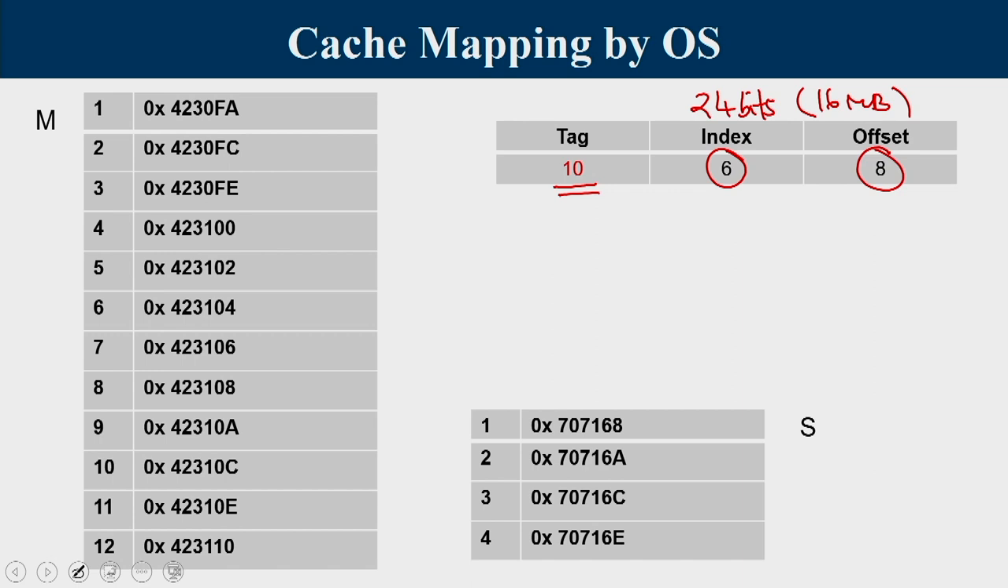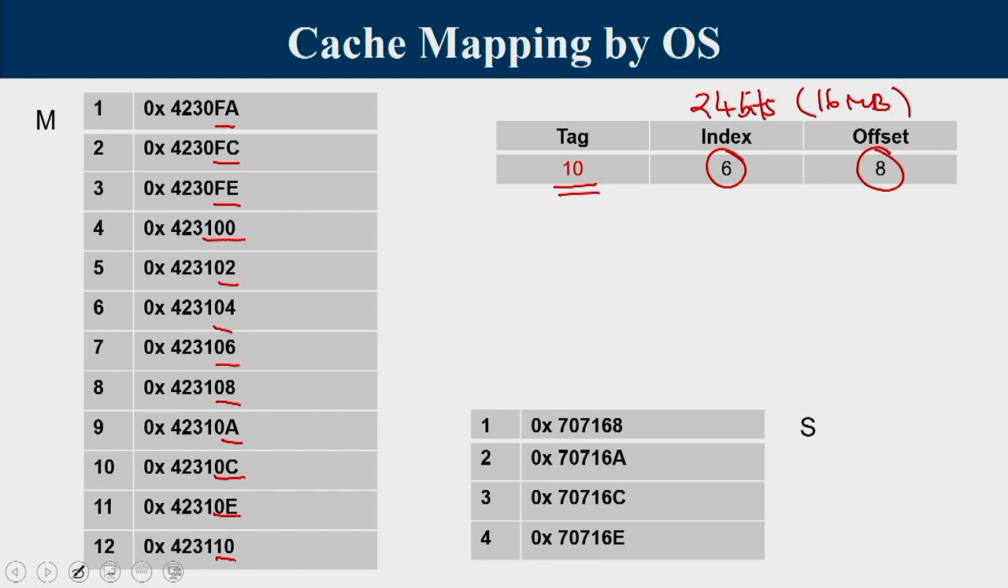So 4230FA and 4230FB are the 2 bytes in which the first instruction is located, or rather spread across 2 memory bytes, 0x4230FA and FB. At FC, we have the next instruction. So the instructions are stored in continuous locations: FA, FC, FE. Once FE is over, the very next one is 0x423100. Then 02, 04, 06, 08, 0A, 0C, 0E, and then we have 10. So these are the 12 instructions for the main program M.